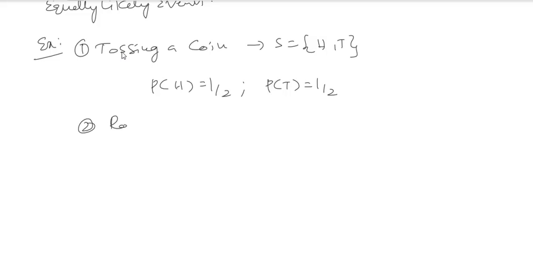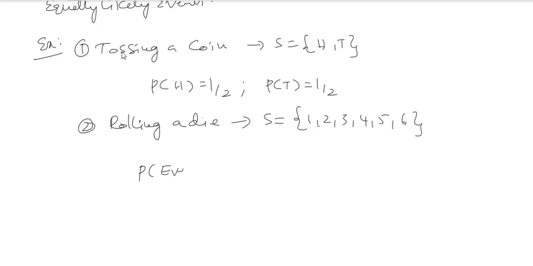And one more thing, if I take rolling a die, what is the sample space here? I'll have 1, 2, 3, 4, 5, 6. Here I take the probability of getting an even number and the probability of getting an odd number. Can you tell me? Odd number means 1, 3, 5, which is 3 by 6. Even number is 2, 4, 6, which is also 3 by 6. So the values are 1 by 2 and 1 by 2. This is also equally likely events. Am I right or not?